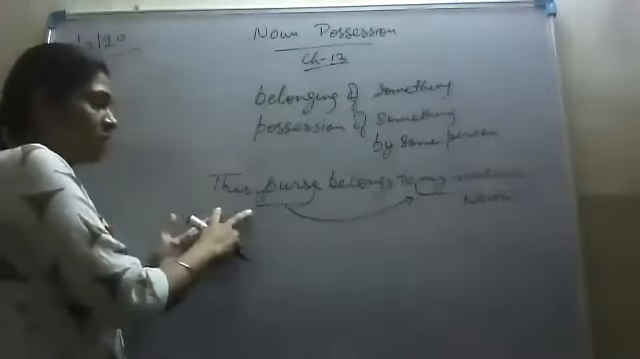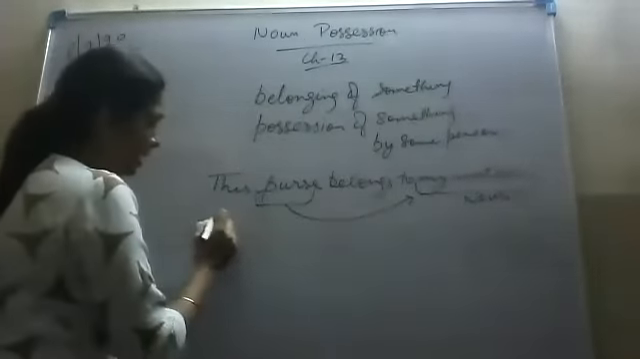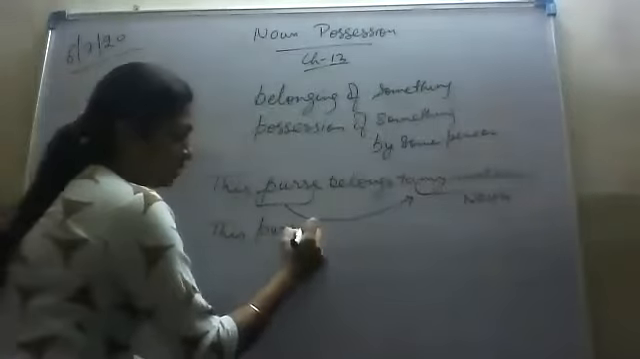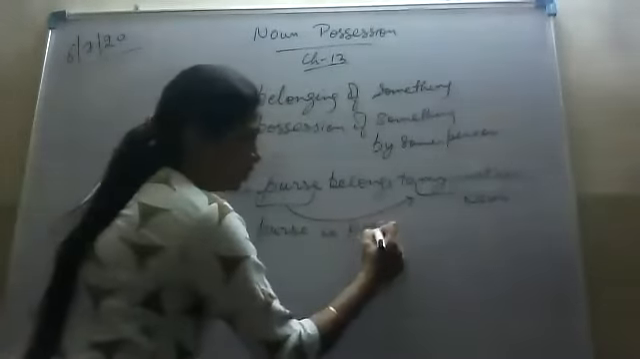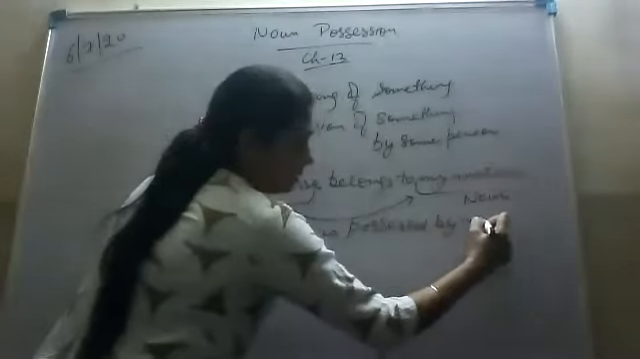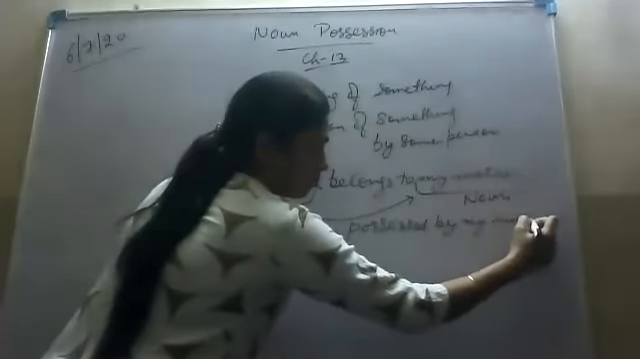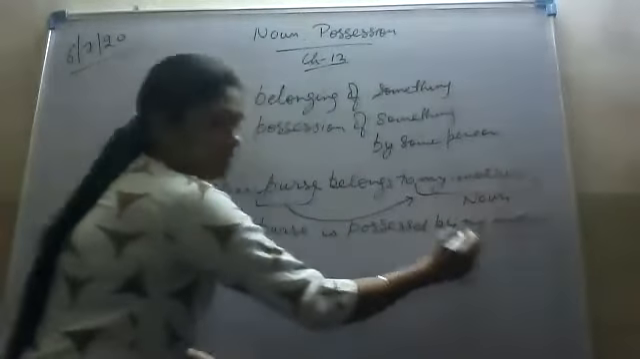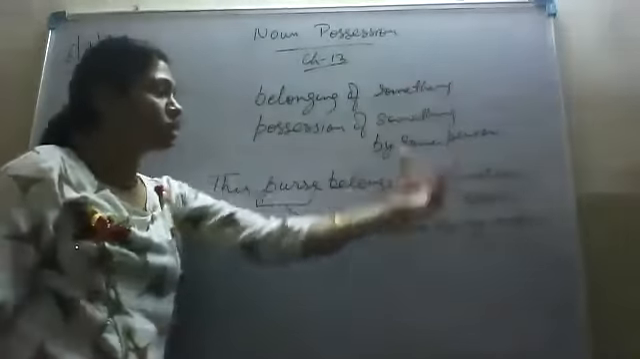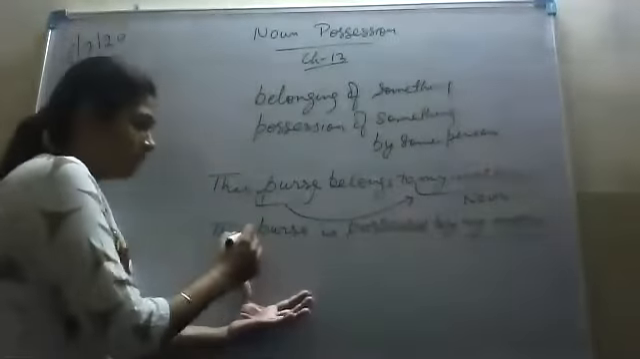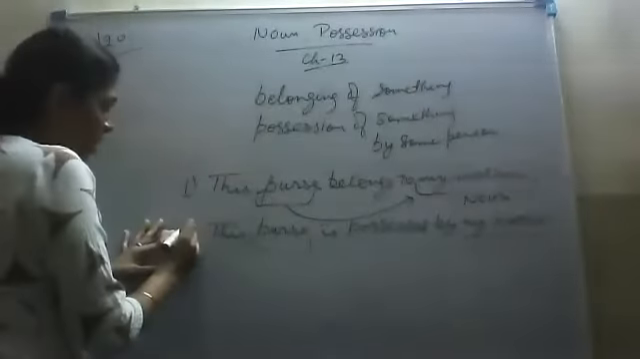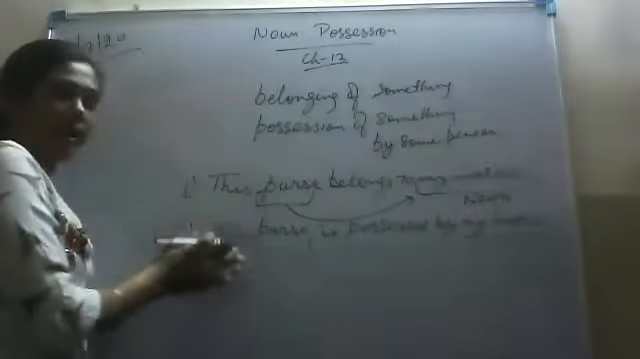Or we can also write it as: this purse is possessed, P-O-S-S-E-S-S-E-D, by my mother. Again, mother is a noun. And what is the thing which is possessed by my mother? That is the purse. So this is one way to write a sentence.